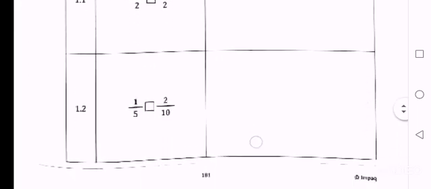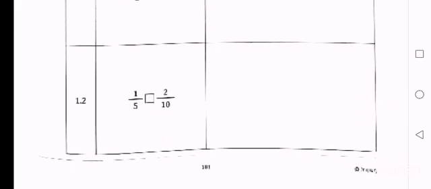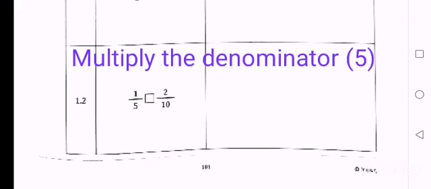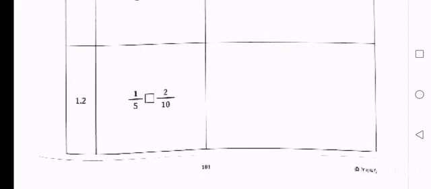For 1.2, the denominators are not the same. So you need to multiply the 1/5 so that the denominator is the same as 2/10. So you're going to times the 1 with 2 and the 5 with 2. So it will be 2/10. 2/10 and 2/10 are equal. So you're going to put in the equal sign.